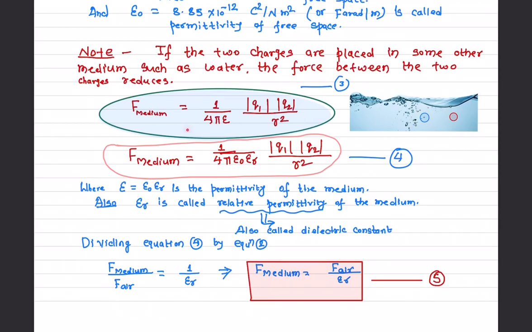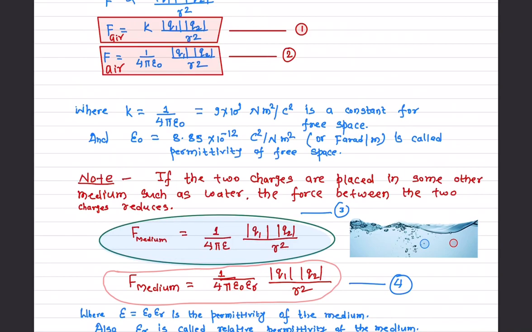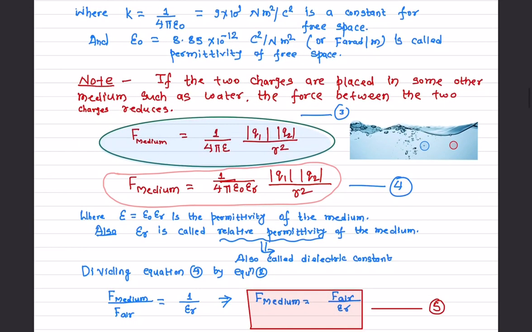So the force between these two charges is given by this equation here. Now here, instead of epsilon naught, I have written epsilon. This is called epsilon. And this epsilon is a product of two terms, epsilon naught times epsilon r.